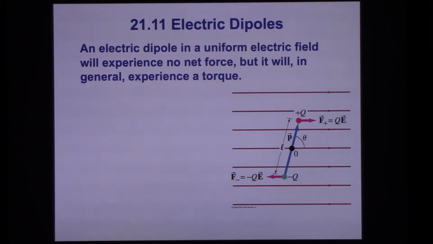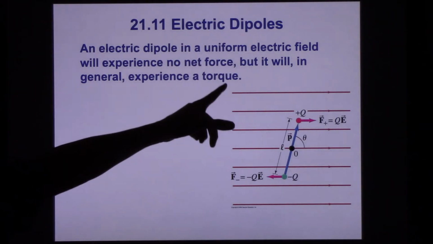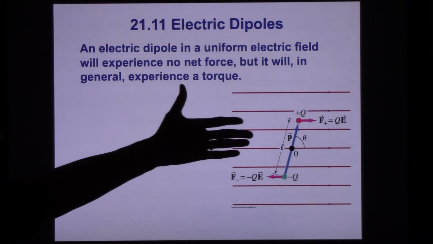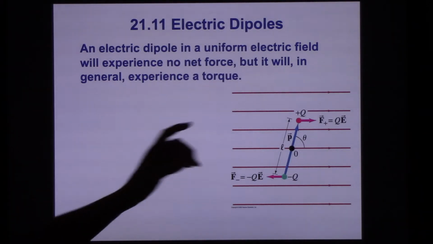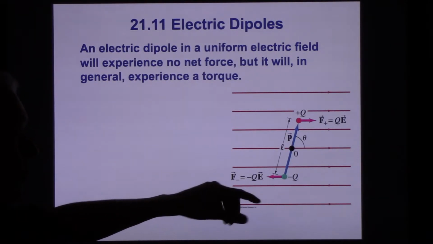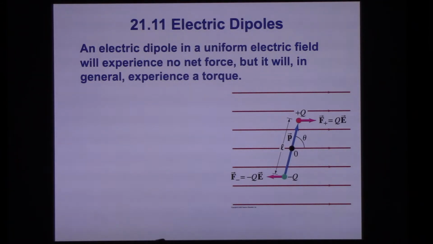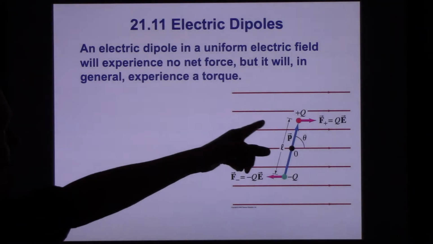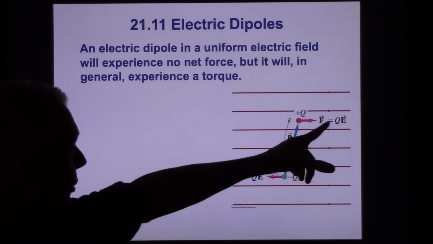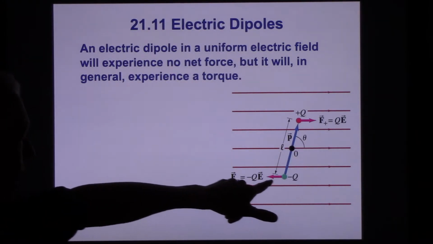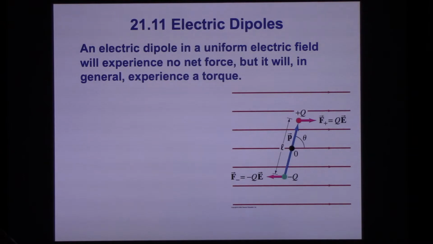Now let's see what happens to a dipole in a uniform electric field. So let's say we have an E field, it's uniform, it's the same value everywhere, the same orientation. That says that the positive charge and the negative charge will experience identical forces. Now they're going to be in opposite directions. The positive charge is going to experience a force in the direction of the E field, and that'll be Q times E. The negative charge will experience a force opposite the direction of the E field, and that will be Q times E in the opposite direction.